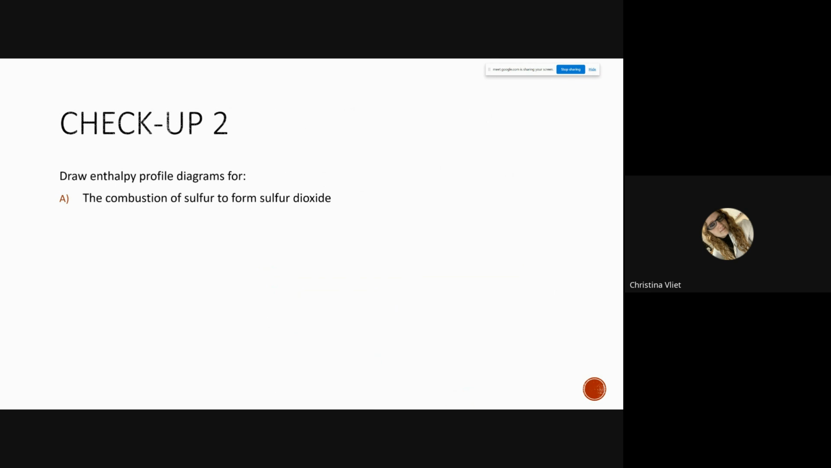Draw enthalpy profile diagrams for the combustion of sulfur to form sulfur dioxide. So let's see. I've seen this type of question on a Cambridge exam before. I've seen it worth 2 marks. That's why I leave this in. Whenever I see a question that I've seen on a Cambridge exam before, this would be worth 2 marks. 1 mark for getting your axes correct if they don't provide it, meaning having your correct label on the Y and X axis. And then the 2nd mark for knowing the relative energy of your reactants to your products.